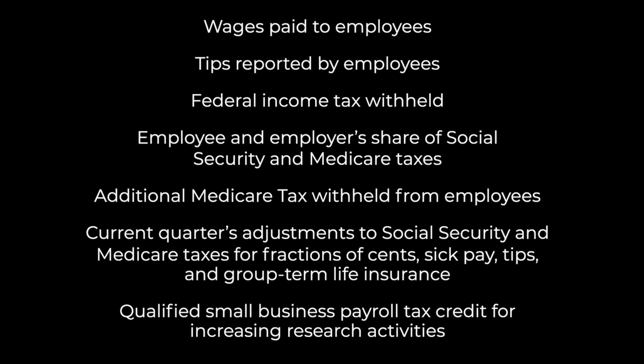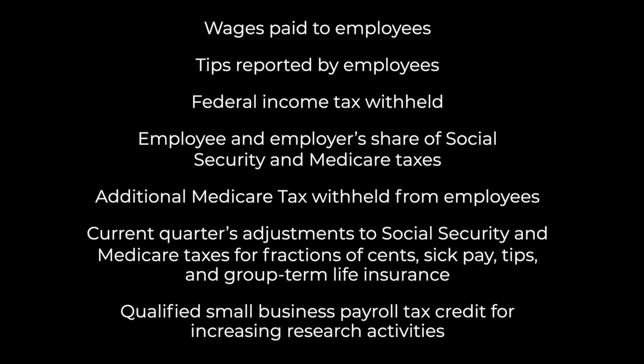We started off by briefly covering what a 941 form was, but now I wanted to cover specifically what type of information is reported. Wages paid to employees, tips reported by employees, federal income tax withheld, employee and employer's share of Social Security and Medicare taxes, additional Medicare tax withheld from employees, current quarter's adjustments to Social Security and Medicare taxes for fractions of cents, sick pay, tips, and group term life insurance, qualified small business payroll tax credit for increasing research activities. Next, let's go over tax rates.